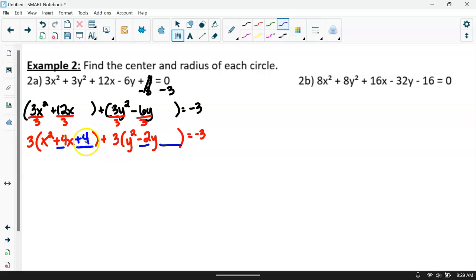But now here's the key. We're not going to add 4 because remember, this is being multiplied by 3. So this actually represents a value of 12. So we're going to add 12 to both sides. So now we have to consider the GCF. So then here, we're going to half negative 2, which is negative 1. Negative 1 squared is positive 1, but we're not going to add 1. Remember, right, we've got a GCF here. So 3 times 1 is 3. So now we've got 3, then times.